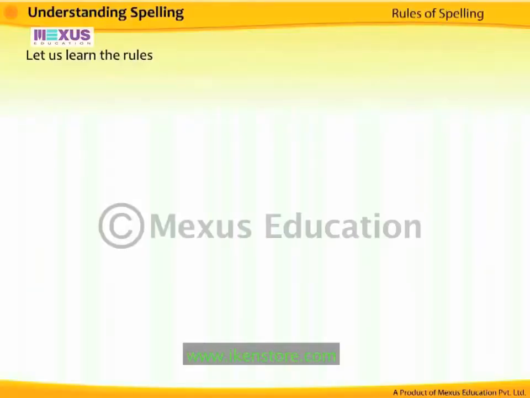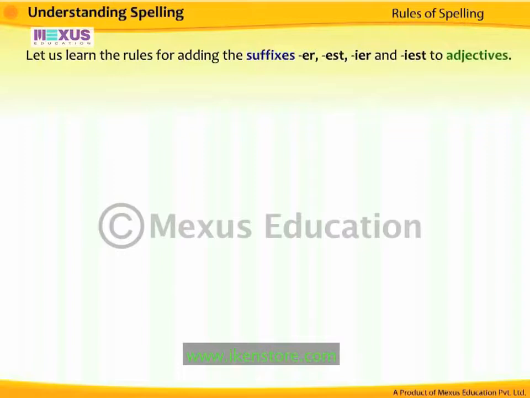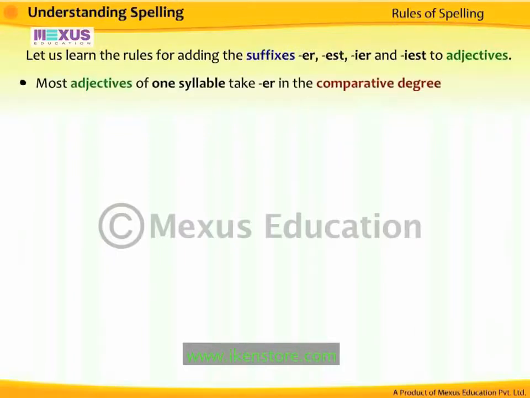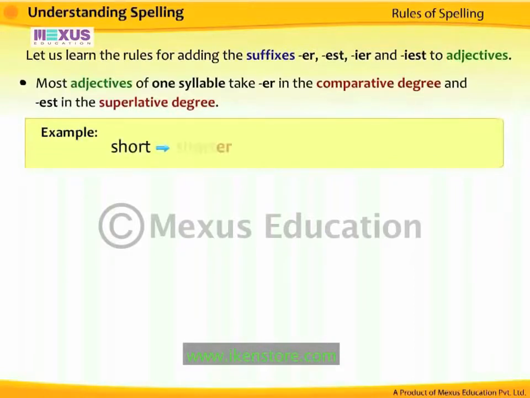Let us learn the rules for adding the suffixes er, est, ier and iest to adjectives. Most adjectives of one syllable take er in the comparative degree and est in the superlative degree. For example, short takes er to form shorter in the comparative degree and est to form shortest in the superlative degree.